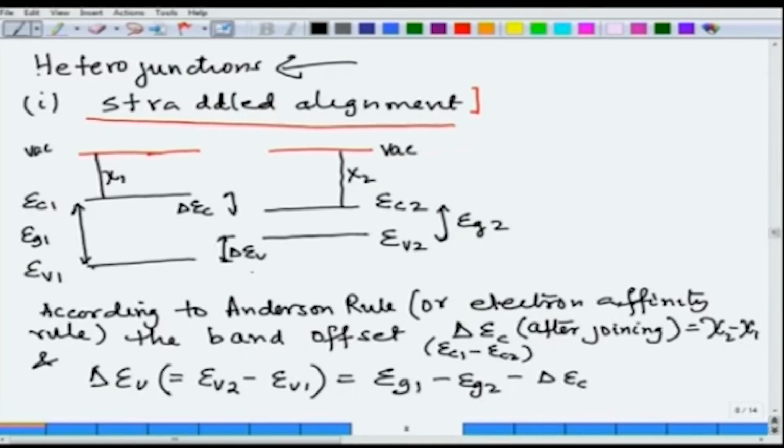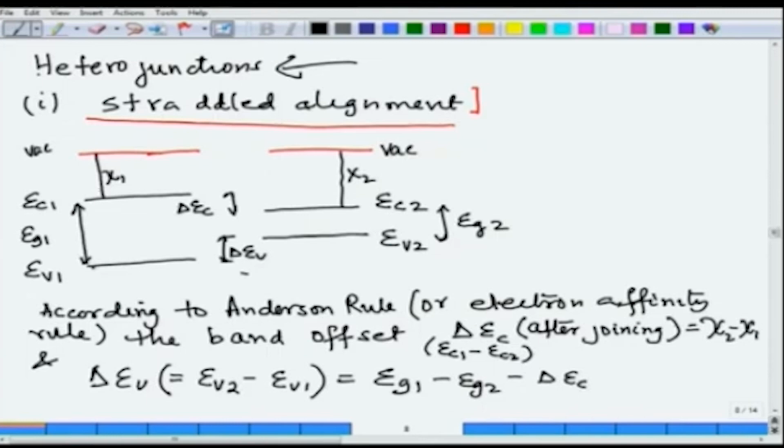And what is this value now? This value, delta EV, is equal to EG1 minus EG2 minus delta EC. You subtract this quantity and this quantity out of EG1 and you will get this. So that is what this quantity is, and the point is after joining it also remains the same. That is what this Anderson rule, or electron affinity rule, says. Once we know that, let us see how this band diagram is to be drawn.